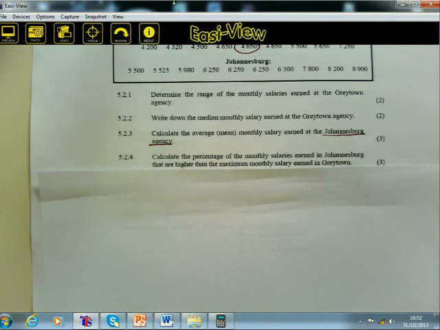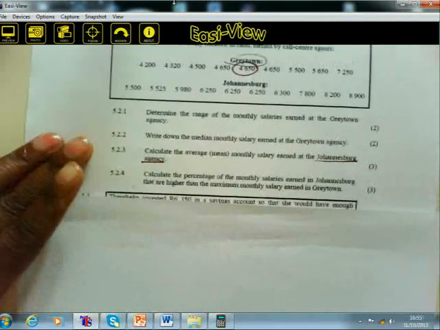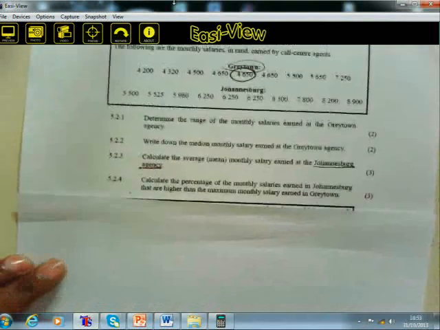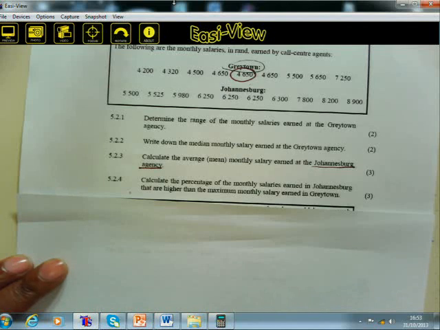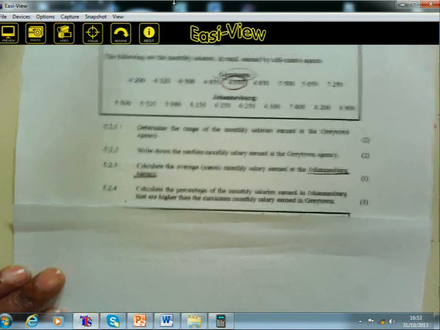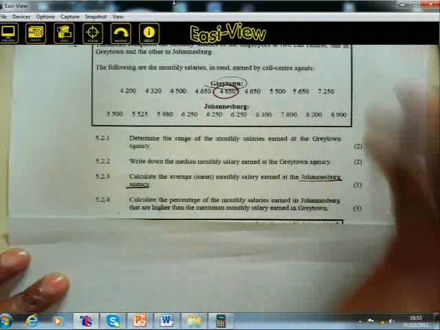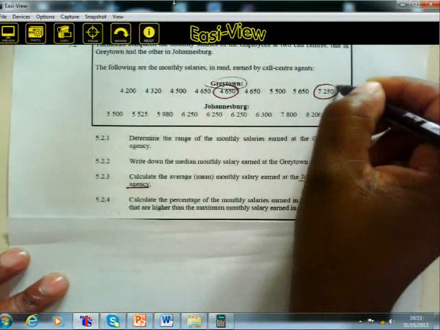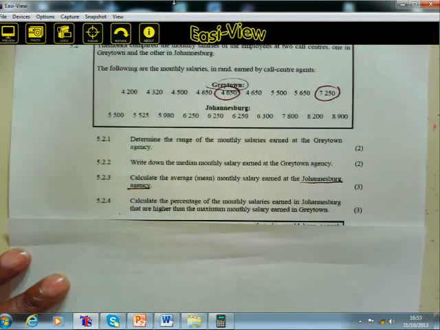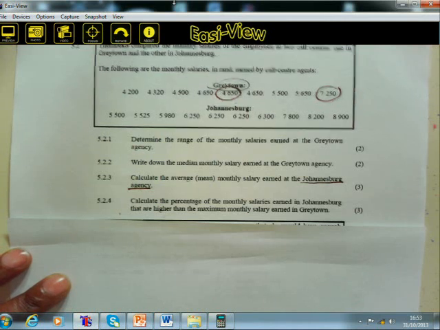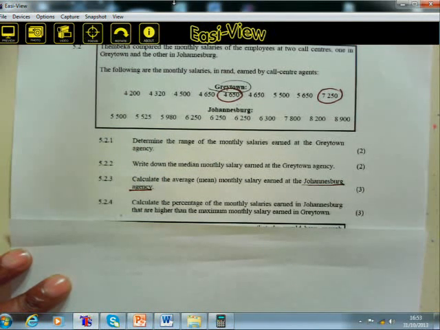Okay, grade 12s. How did you answer this one? Calculate the percentage of the monthly salaries earned in Johannesburg that are higher than the maximum monthly salary earned in Greytown. In Greytown, the highest salary earned there is 7,250. Now, for Johannesburg, we have to look at salaries which are higher than 7,250.